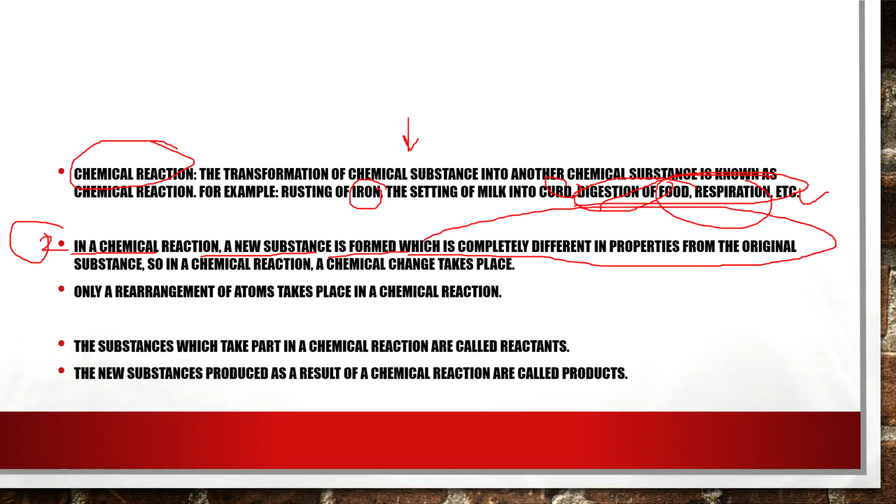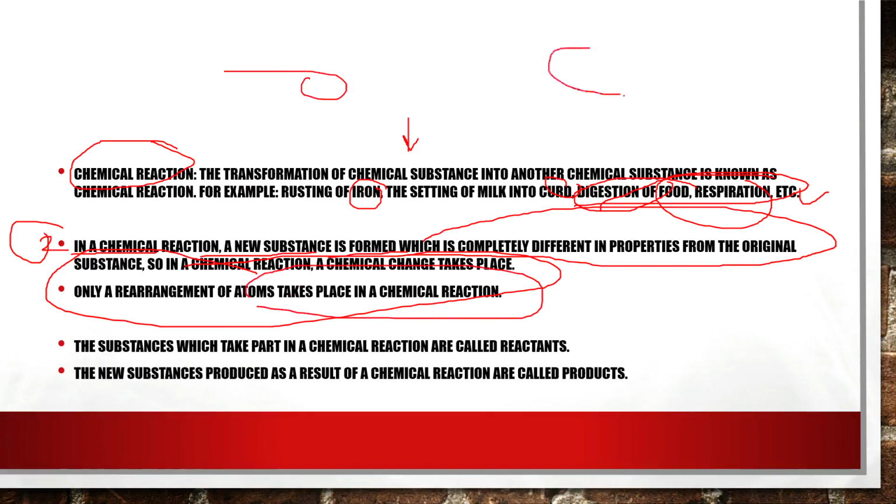So only a rearrangement of atoms. Okay, rearrangement of what, atoms takes place in a chemical reaction. ठीक है, इसमें usually क्या होता है, atoms का rearrangement होता है, the structure of atoms which is also been rearranged. So okay, so it is rearranged particles, we can say that. Okay, so rearrange usually होता है structure of atom में. It is also important, okay, in a chemical reaction.